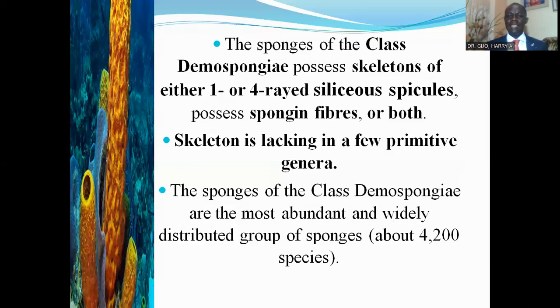Skeleton is lacking in a few primitive genera. A few genera lack symmetry. A few species of these sponges lack skeleton. The sponges of the class Demospongia are the most abundant and widely distributed group of sponges. This class has about 2,400 species of sponges.